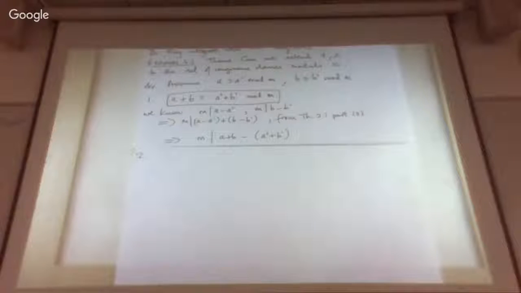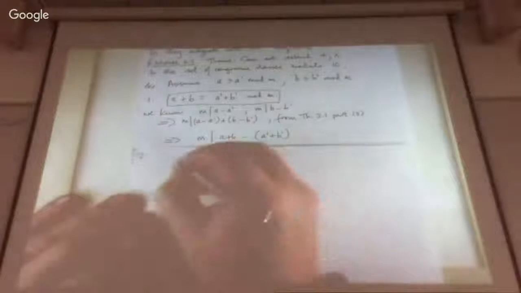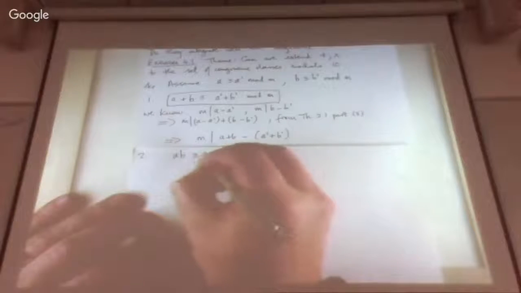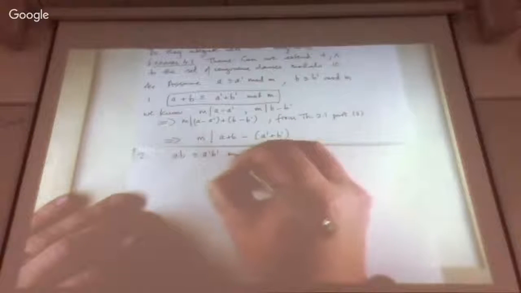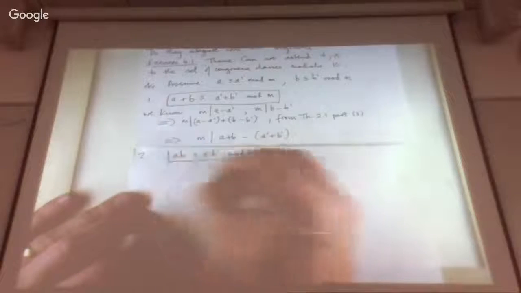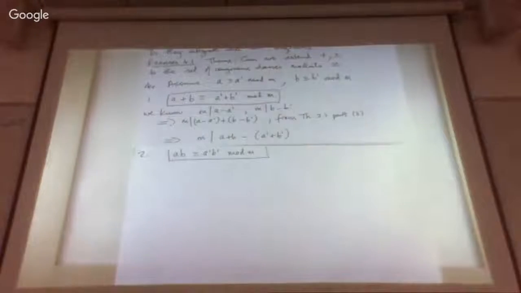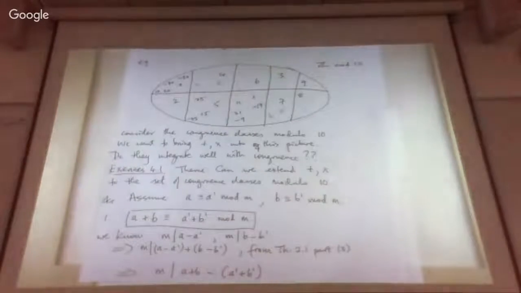Okay, second part, we have to do the same thing for multiplication. AB is congruent to A prime B prime. Okay, test it out. Does it seem reasonable? Let's look back at our Venn diagram. Really, I should have put it on the blackboard, I guess.